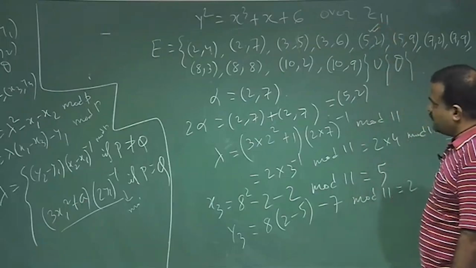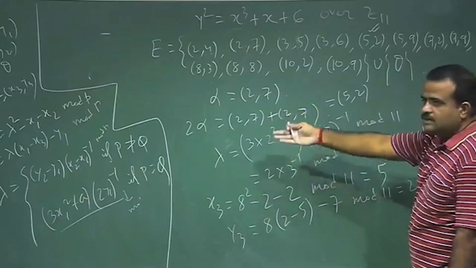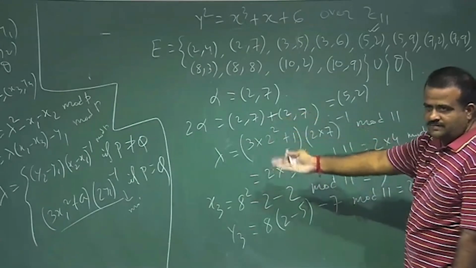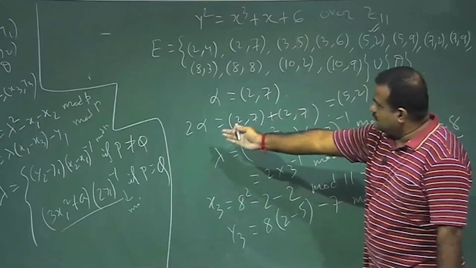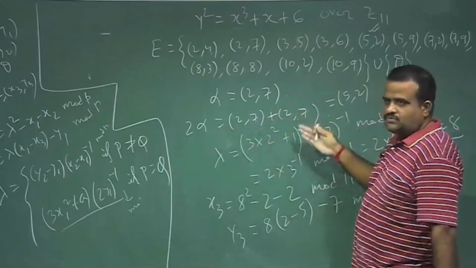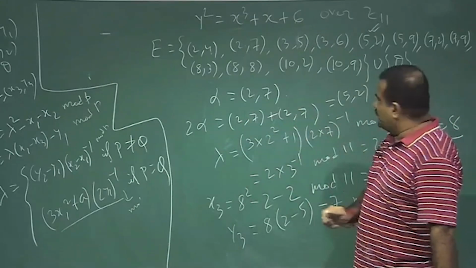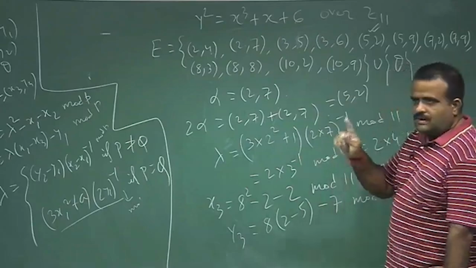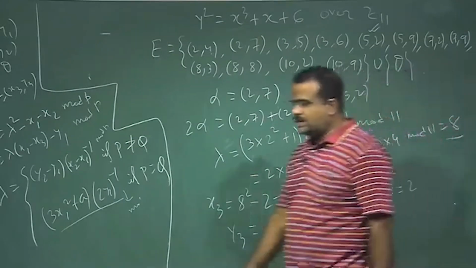Similarly we have to calculate 3 alpha. This is in additive sense. So this operation is an additive operation, so instead of a power it has 2 alpha, 3 alpha. 2 alpha means alpha operate alpha, and 3 alpha means alpha operate alpha operate alpha. So like this it is in additive sense. How to calculate 3 alpha?